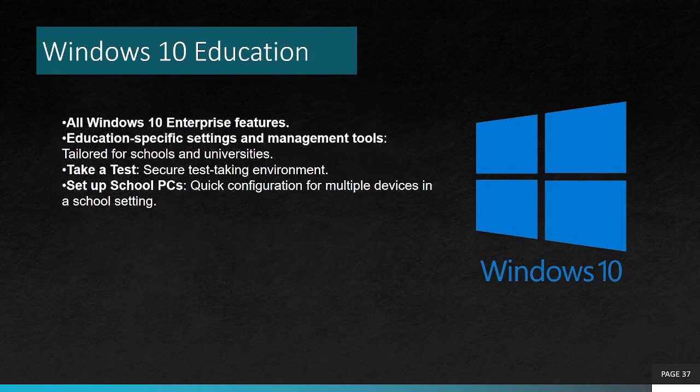Then we go for Education. Education consists of the features that belong to Windows 10 Enterprise, and additionally it gives you Take a Test, Set Up School PCs, and management tools that belong to schools and universities. So basically, educational editions are manageable. We can tailor it if we are setting up for schools or universities, though there are some limitations. Education generally belongs under the category of Windows Home and all. It never includes every feature that goes with Enterprise and Pro, so as you work on Education, you will not find those features.